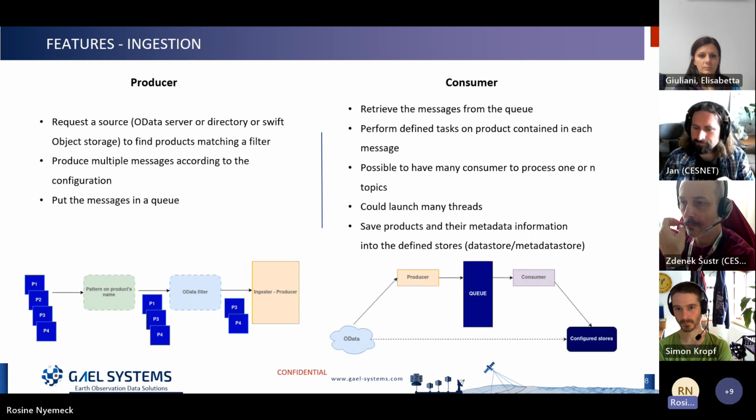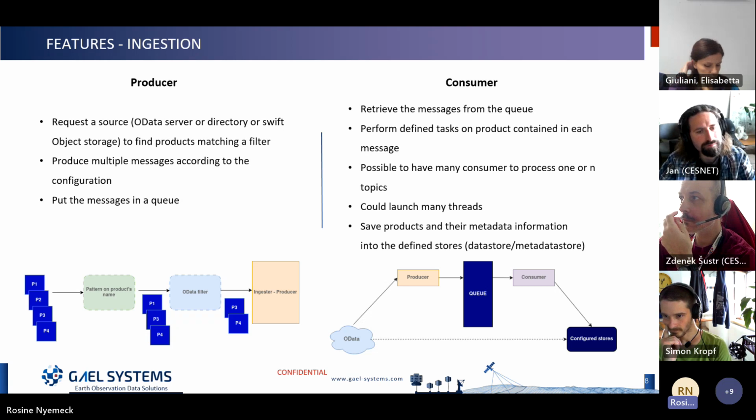Okay. The ingester, as we saw, the producers check from sources the list of the products that they need to process, and we can have many filters. We can define two types of filters on producers. The first filter is on the product name. So we define a pattern which the producer will focus on and check the products which match the pattern.